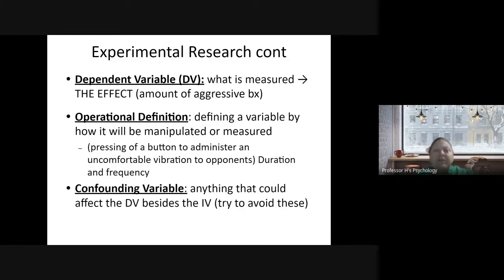Well, if the temperatures are very different in those rooms, maybe the people who are in the warm room are annoyed and uncomfortable, and that leads them to press that button more. That would be a confounding variable. In that case, the temperature of the rooms would be a confounding variable. We have to be really careful in experimental research to make sure that both groups have almost the exact same settings and that everything is the same between the two groups except for the variable of interest, which in this case would be the violent video game. Everything else would have to be the same.